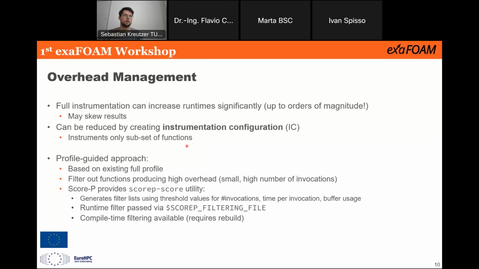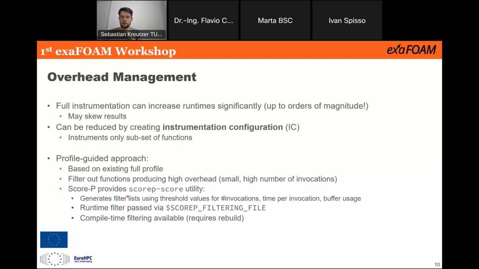And the default approach, the one that's kind of standard, is using a profile-guided approach. So you first make your full profile or full trace, and then you look at your profile either by hand or using a tool, and then filter out functions that produce high overheads. Oftentimes it's functions that are very small, so do very little work, but have a high number of invocations which are responsible for the majority of the overhead. And filtering out these can help a lot.